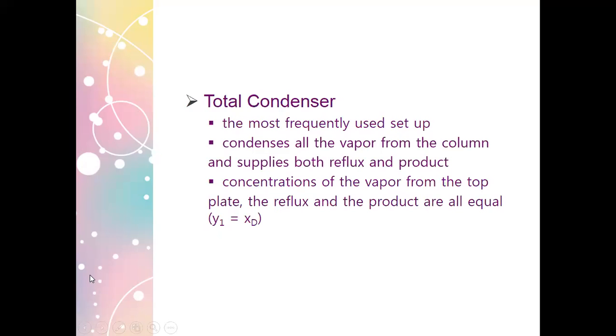So the total condenser is the most frequently used setup. It condenses all the vapor from the column and supplies both the reflux and the liquid product, which is the distillate. The concentrations of the vapor from the top plate, the reflux, and the product in this case are all equal because all the vapor leaving the top plate is condensed into liquid.